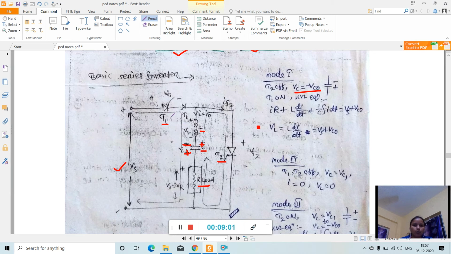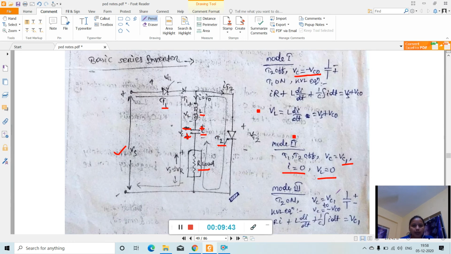Due to this, reverse voltage is applied across the thyristor. So now when mode 2 is achieved, T1 and T2 are off, because when this capacitor voltage is reversed, this thyristor is commutated. That's why T1 is off, and T2 is already in the off position, and the voltage charged across VC is VC1. And here, in mode 2, no thyristor is turned on, that's why I is also 0 and VL is also 0, no current flowing. Okay, and then mode 2 is achieved.